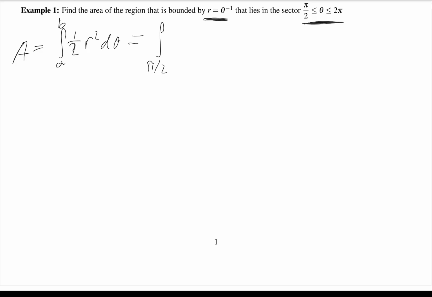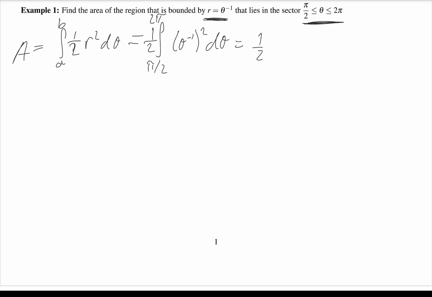Now, for example 1, let's see how we use something like that. We're asked to find the area of a region that is bounded by some curve. An important piece of information is our r equation. The second important piece of information is where we are integrating. So we have A is equal to the integral from a to b of 1/2 r squared d theta. Our a is going to be pi over 2, b will be 2 pi. We can pull the 1/2 out. And then r is theta inverse, so this should be theta inverse squared d theta.